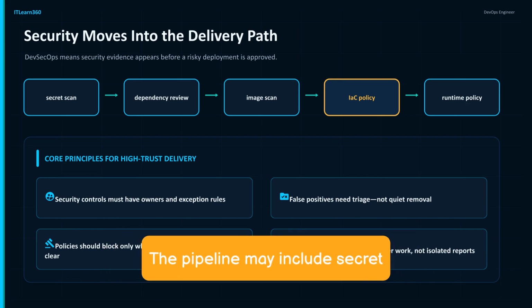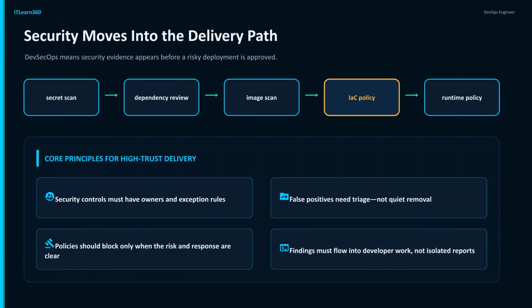The pipeline may include secret scanning, dependency review, container image scanning, IaC policy checks, and runtime policy validation. These controls still need owners, exception processes, and realistic responses. False positives should be triaged rather than silently ignored, and a blocking control should only block when the risk and response are understood. At Northstar, security findings should flow back into developer work, so remediation is part of the same system that produced the release.